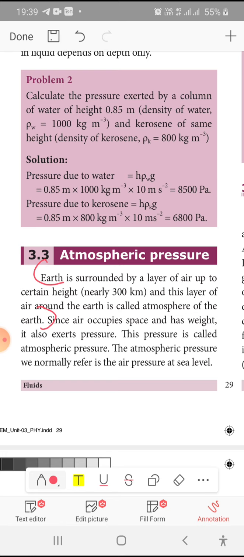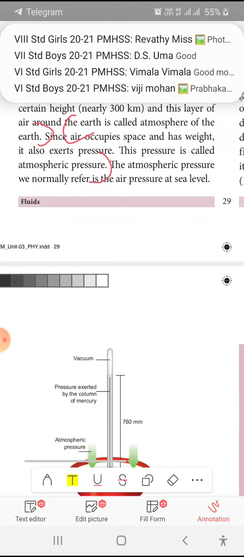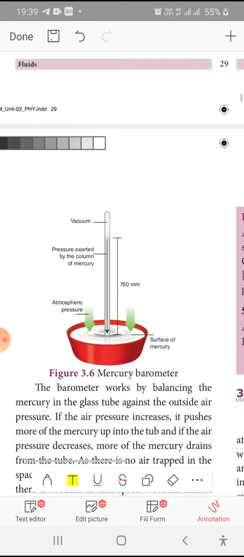Atmospheric air occupies space and has a weight. It also exerts pressure. This pressure is called atmospheric pressure. So these two answers we have studied in this paragraph. How the atmospheric pressure varies depending upon the height, we have studied.